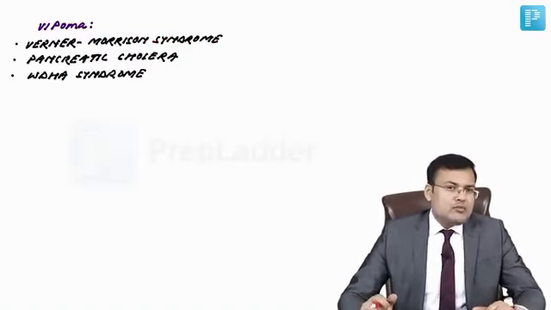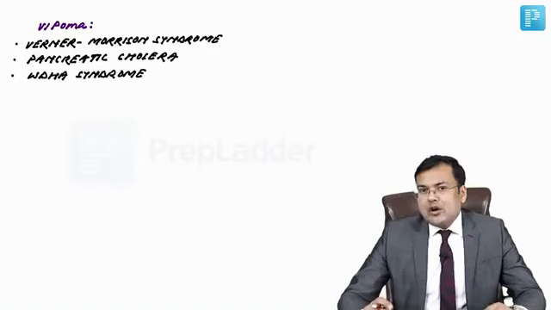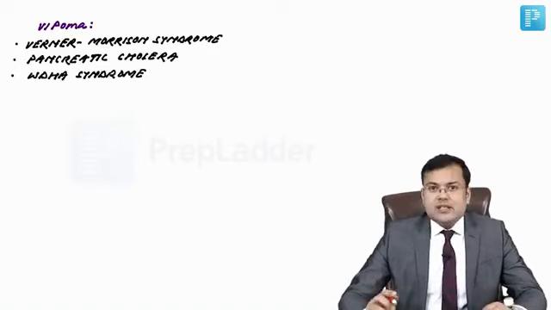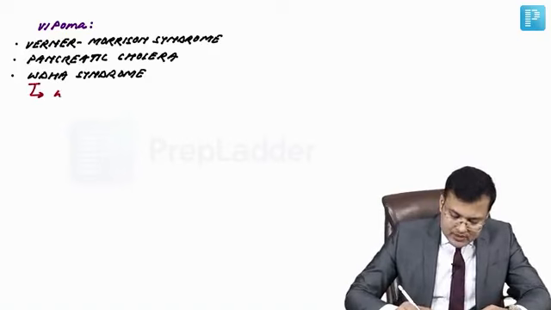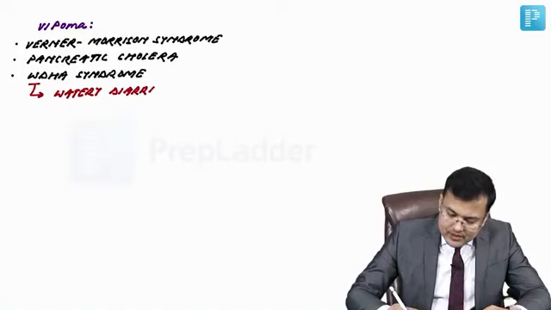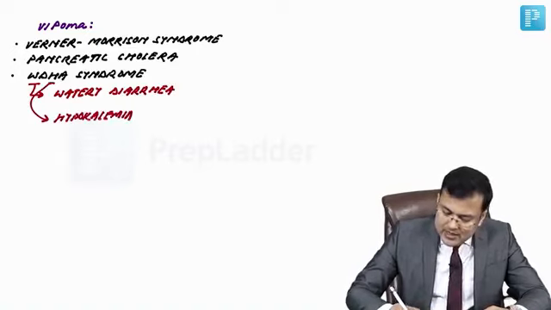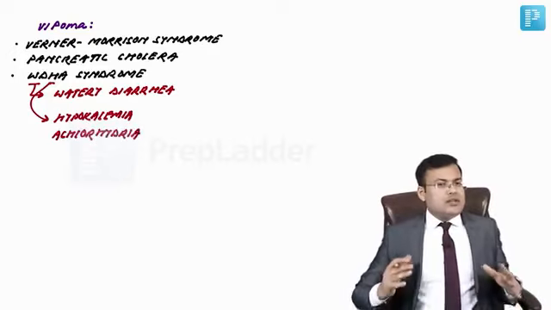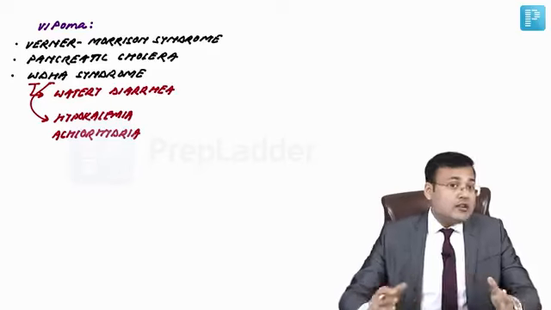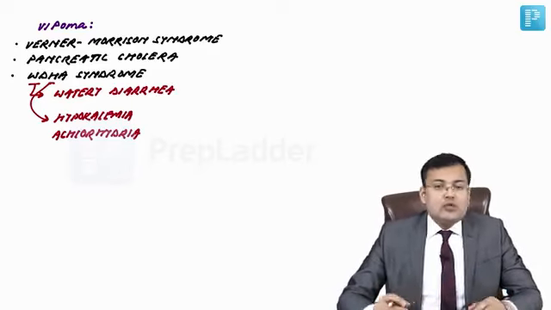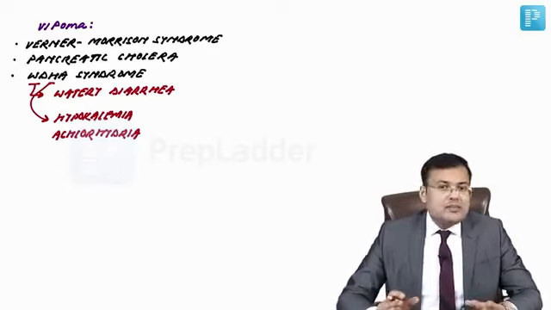VIPoma is also known as Werner-Morrison syndrome, also known as pancreatic cholera, also known as WDHA syndrome. What is the full form? WD means watery diarrhea. H means hypokalemia. And A means achlorhydria. So what happens? The patient is going to pass 4 to 6 liters of liquid stool like cholera, and the tumor is located in the pancreatic tail. So it is pancreatic cholera.